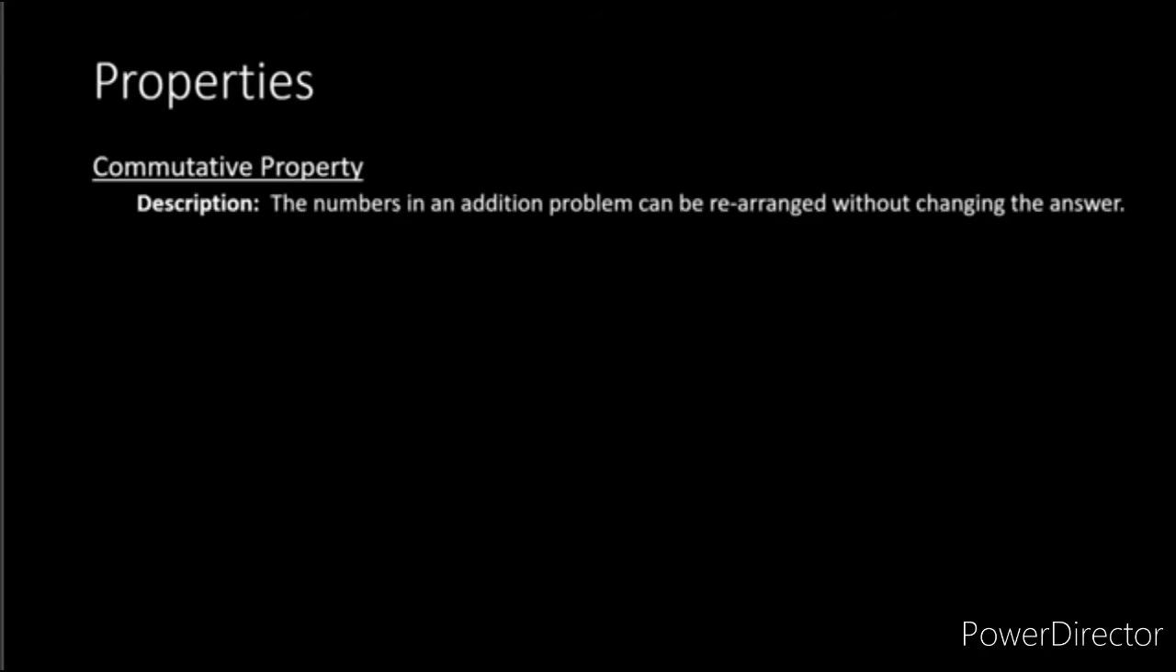And this property says that the numbers in an addition problem can be rearranged without changing the answer. So for example, we have 5 plus 4. That is the same thing as 4 plus 5. All right, notice the order of the numbers that we are adding does not change the final answer. So that is your commutative property.